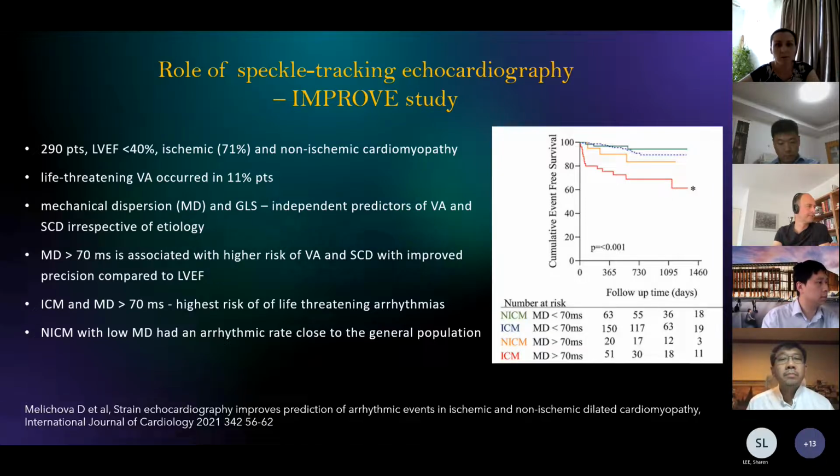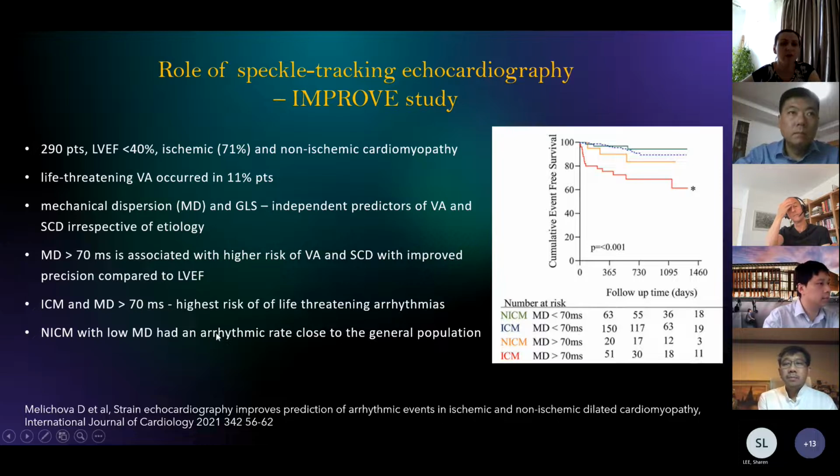Finally, in recent years, advances in myocardial deformation imaging led to identification of more sensitive echocardiographic parameters. The study that included patients with HFrEF with both ischemic and non-ischemic cardiomyopathy found that strain-derived parameters, global longitudinal strain and mechanical dispersion, are independent predictors of sudden cardiac death, irrespective of the etiology of the cardiomyopathy. And mechanical dispersion with a cutoff of 70 milliseconds had an improved precision compared to left ventricular ejection fraction.